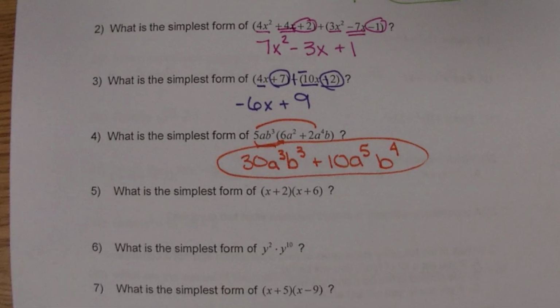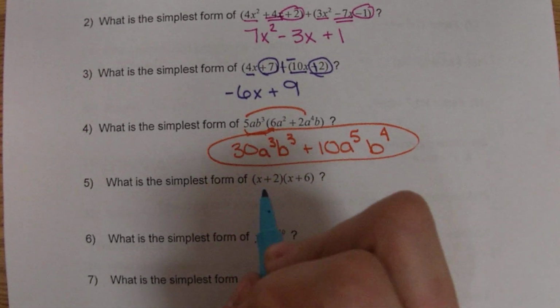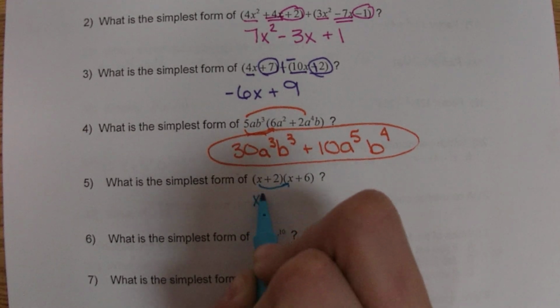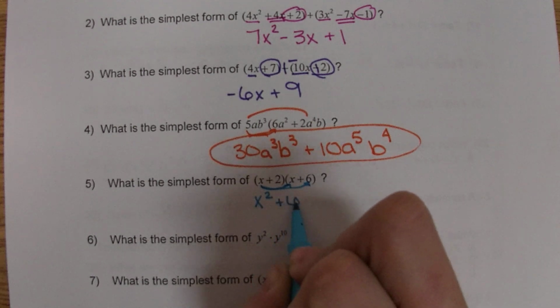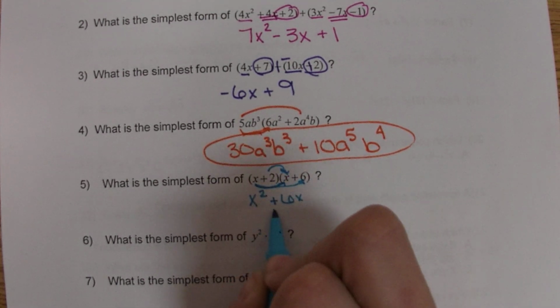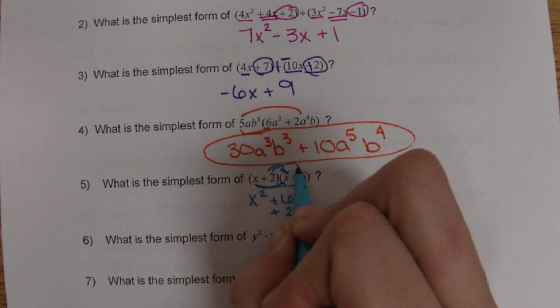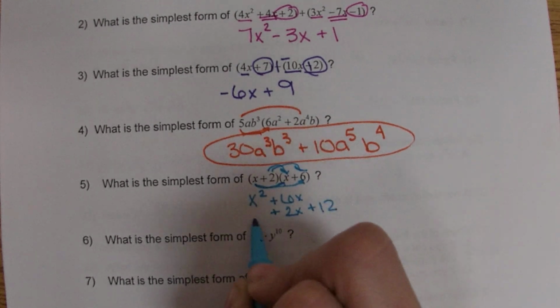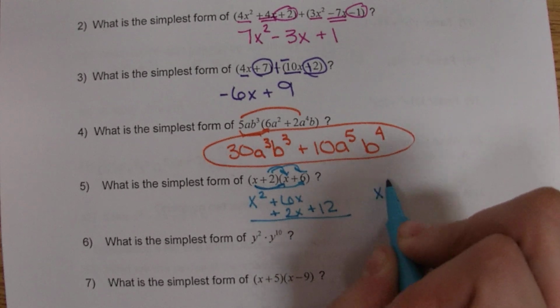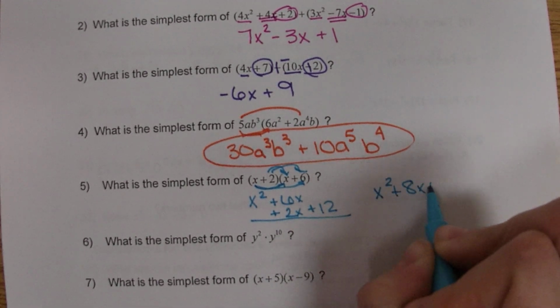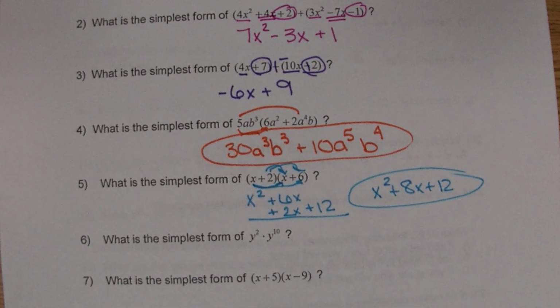5, we are going to distribute, but we have to do that twice. So x times x is x squared. X times 6 is 6x. 2 times x is 2x. 2 times 6 is 12. So we'll combine our like terms. We'll end up with an x squared plus 8x plus 12.